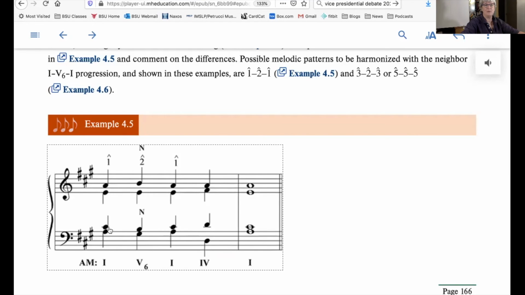Again, be careful about parallels. The octave Bs are approached by contrary motion, and they're left by contrary motion. The only parallel motion we have is the parallel thirds between the bass and the tenor.